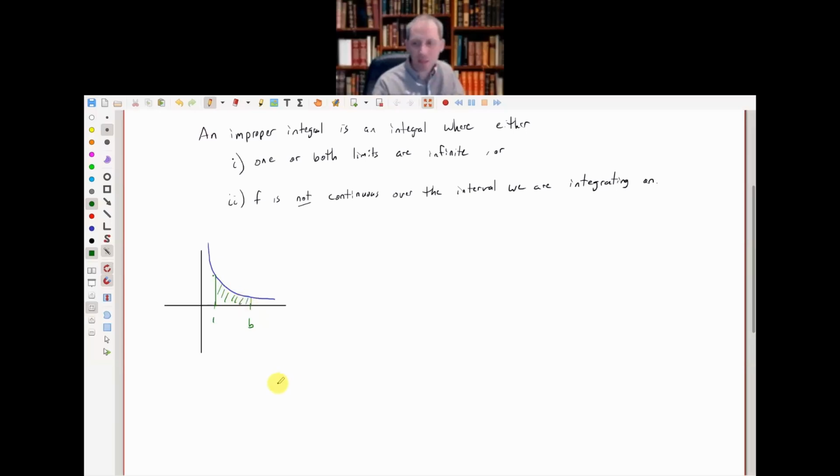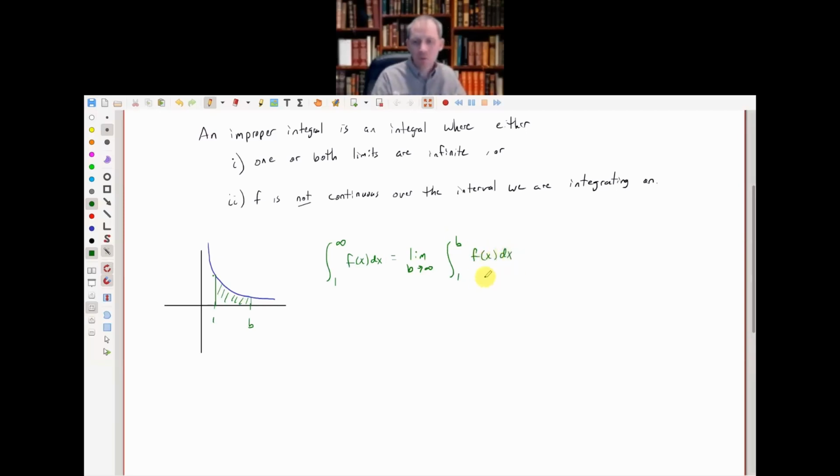So I could find that area, and that's a regular integral. I could pick different numbers for b, maybe 10, maybe 100, something like that. And I can say, well, what happens if I move this b around? And then maybe let's take a limit as b goes to infinity. That'll stretch that out and give me the full picture. So what we do is we say the integral from 1 to infinity of my function is going to be the limit as b goes to infinity of the integral from 1 to b.